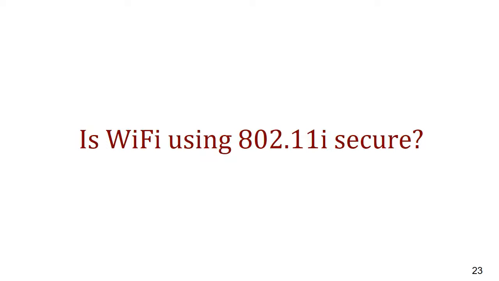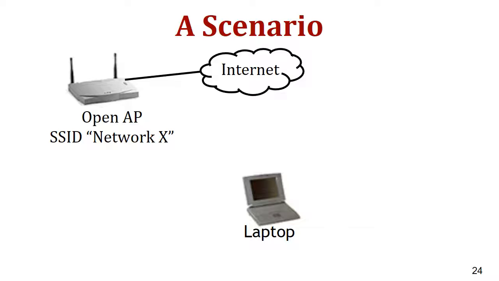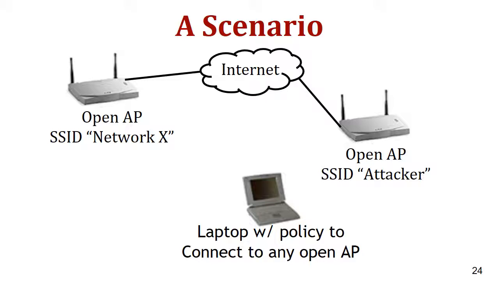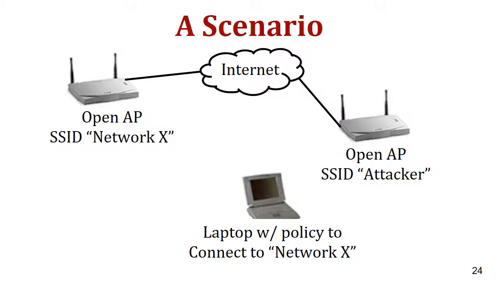Let's think about more details in real scenarios. First, the laptop can connect to any open access point, and there's an open access point whose name is network X, and there's another access point named attacker. Of course, the laptop will not connect to the attacker; it wants to connect to network X. However, the attacker can also change the name to network X. How can the laptop know which one it should connect to?